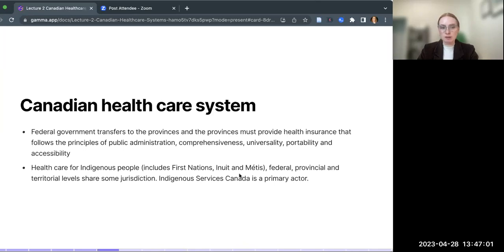Healthcare for Indigenous peoples, so First Nations, Inuit, and Métis. There's some sharing, so federal, provincial, and territorial levels share some jurisdiction, but Indigenous Services Canada is a primary actor there.